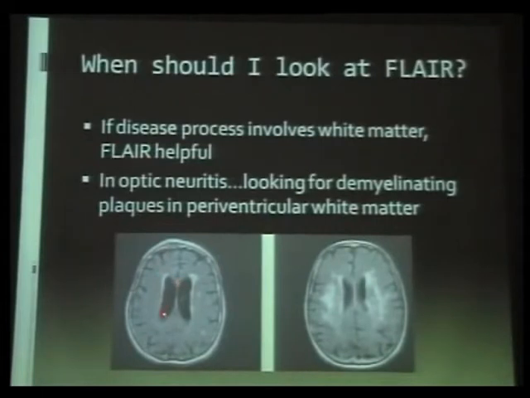Remember we said on T2 that the CSF is bright, but it's too bright, so we want to turn off the CSF signal and turn it black, but I still want to see pathologic white matter disease. So when you're looking for white matter disease, and for a whole host of other pathologic T2 conditions, we want to turn off the CSF signal and only show pathologic T2 changes. So if a patient has optic neuritis, we're looking for periventricular white matter disease. That's going to be seen easier if we suppress the CSF with FLAIR.